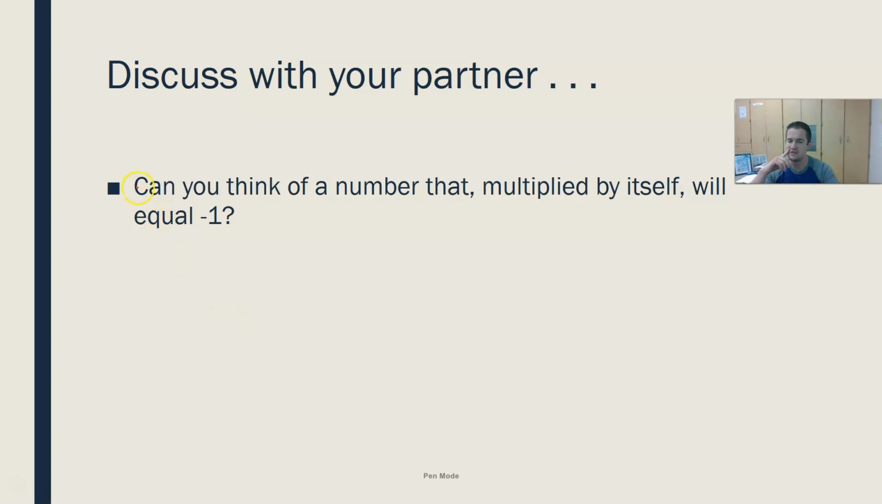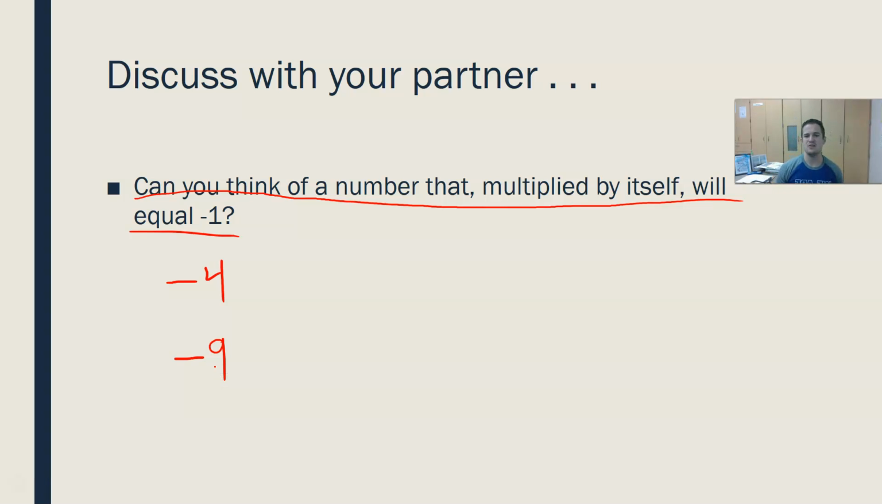Think to yourself, since you might not have a partner, can you think of a number that when multiplied by itself will equal -1? Or what about a number when multiplied by itself will equal -4? Or a number multiplied by itself that will equal -9 or something like that? Can you think of a number that when multiplied by itself will equal some negative number?